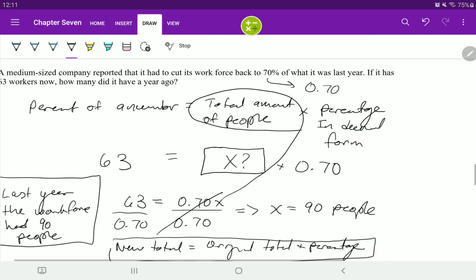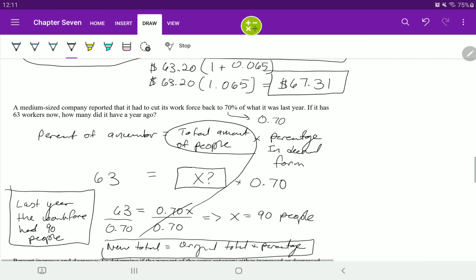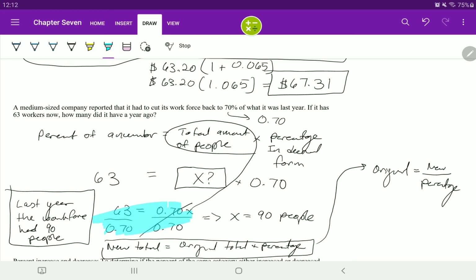And then I can also say from this formula, which I'm going to scoot over to the right side, that the original total equals the new total divided by the percentage, as we did in this part right here, highlighted in blue, to find the original total. So put those in your notes as well.